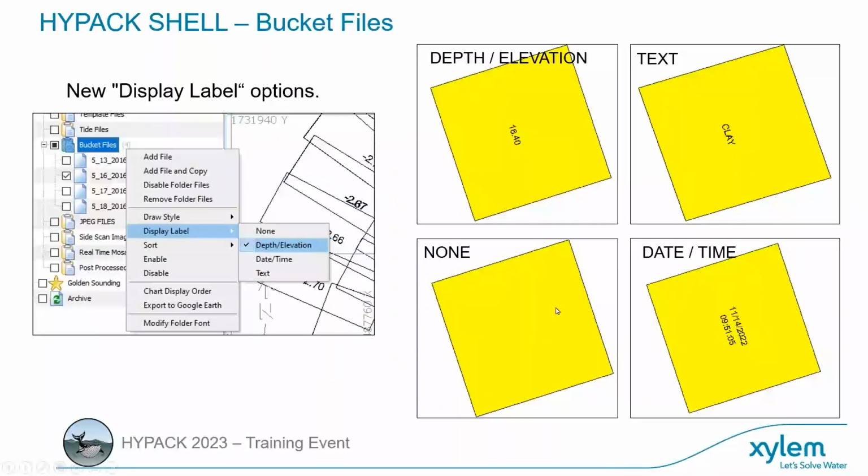And then bucket files, we now have an option that we can display the different labels. So with your bucket files loaded, you can right click on the left-hand side and say display label, and you can choose what label you would like, whether you want no label at all, your depth elevation, or your text. Some device drivers can output text information like the bottom type and so on, and that can be displayed also. Date and time, and also if you choose not to use a label, just select none.